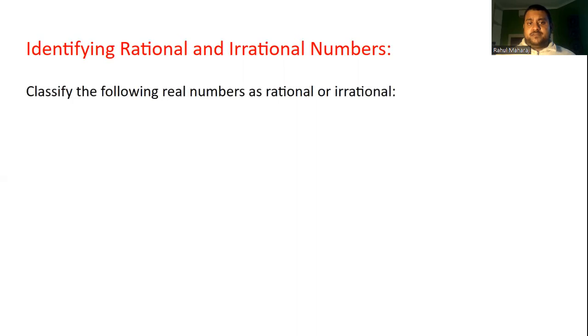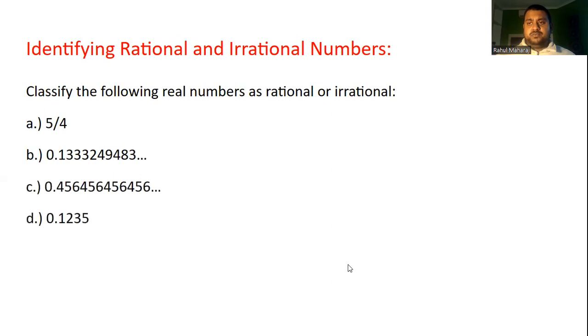Now that we know what rational and irrational numbers are, we can identify them. So in this example, I'm going to ask you to classify the following real numbers as rational or irrational. So here are 4 examples: A, B, C, and D. I want you to pause the video and work it out.